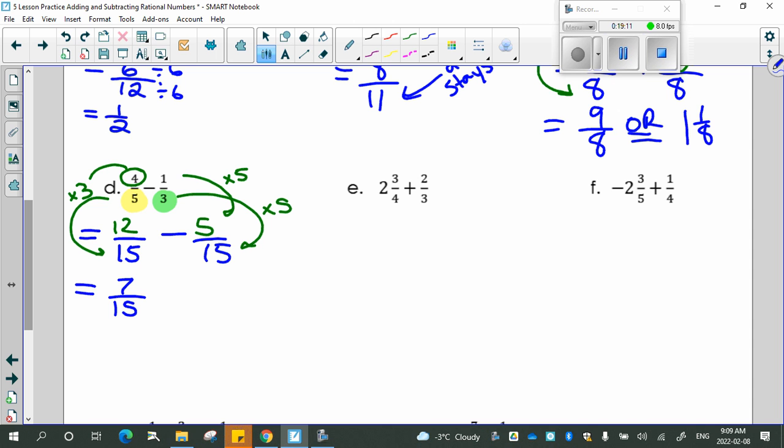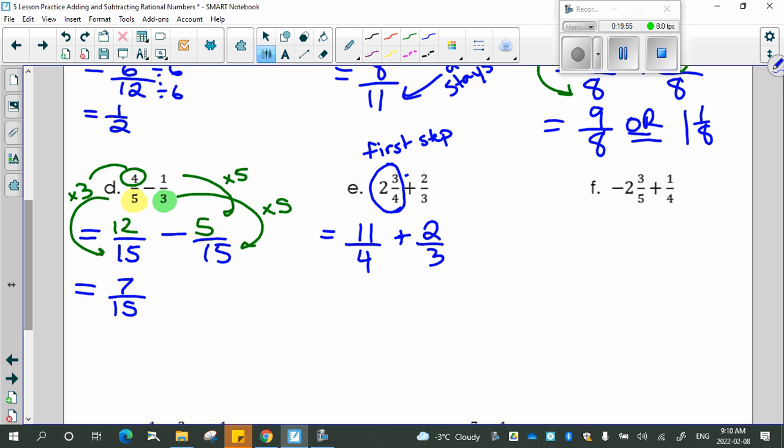Okay, 2 3/4 plus 2/3. So I know there's different ways to do this, but the most common way you're going to use going forward is to change any mixed numbers to improper fractions as your first step. That's going to be the most efficient way going forward. So how do I change 2 3/4, anyone, to an improper fraction? Multiply 2 and 4 and then add 3. Good. So 8 plus 3 is 11.